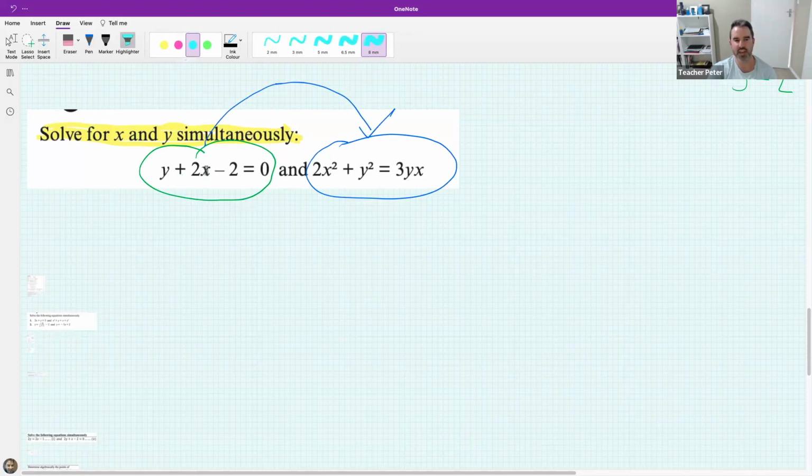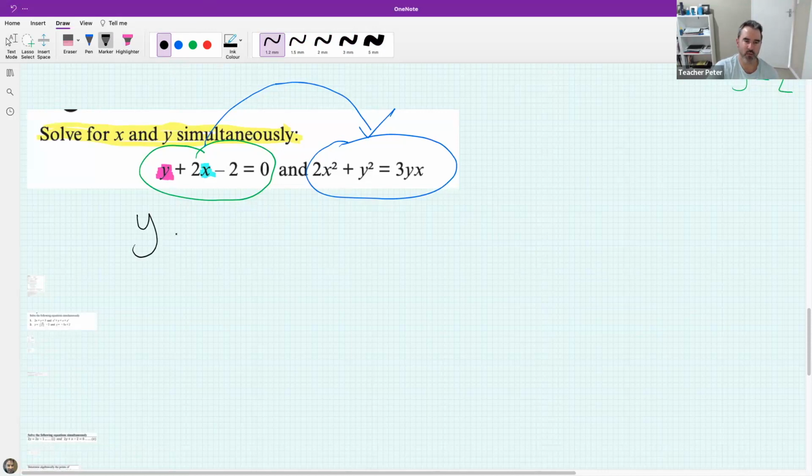Should I choose the x to make the subject of the formula, or should I choose to make the y the subject of the formula in the green equation? Are you pink or are you blue in terms of the variable you want to choose? I think it's the y as well, because it's got no number in front. So I'm going to say this is minus 2x plus 2, and at least I now have one equation. Now I need to sub this into this one.